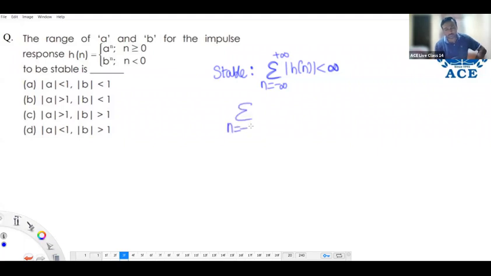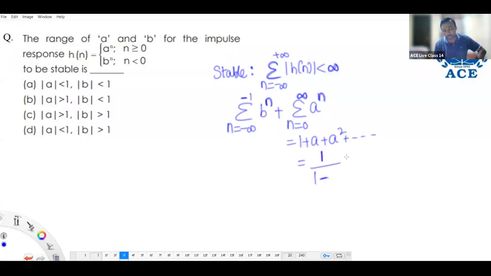For negative index, it is given as b power n, n less than 0, sir. Positive index, it is given as a power n. Second one is a standard summation formula, 1 plus a square, etc. First term by 1 minus common ratio. Common ratio must be less than 1. That is a standard formula.